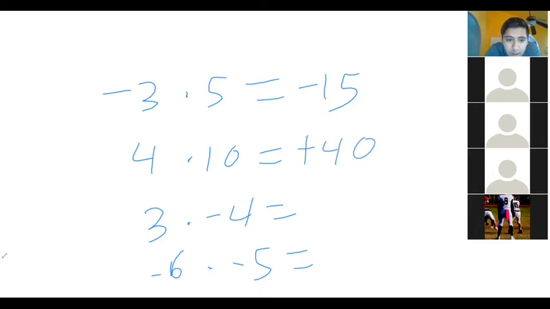Okay. Then we have 3 times negative 4. Negative 12. And finally, negative 6 times negative 5. Positive 30.